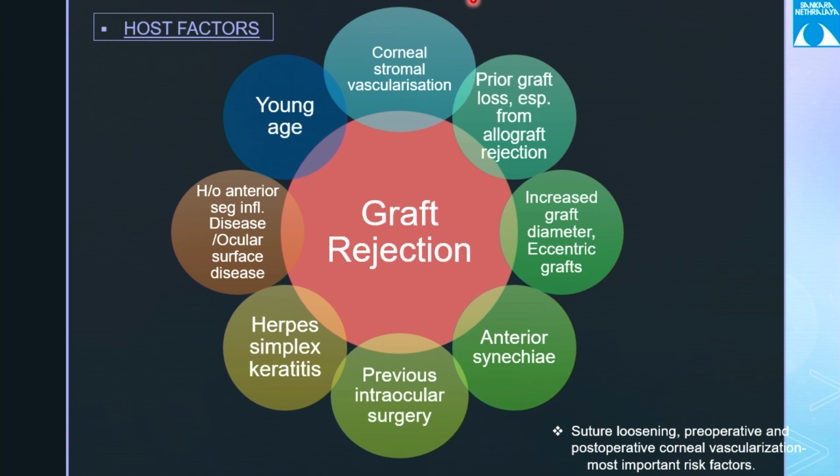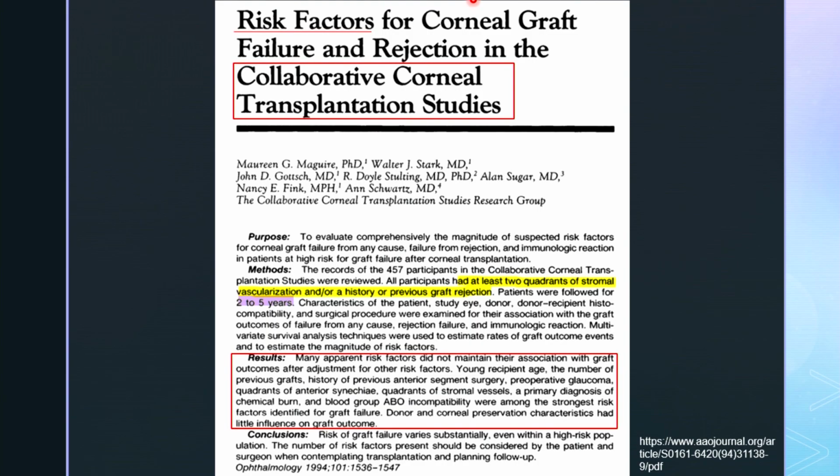So, it has been seen that suture loosening and so on. Coming to the Collaborative Corneal Transplant Study, which is the CCTS study, it was a multivariate analysis in which 457 participants were taken, and all the participants had at least 2 quadrants of stromal vascularization or a history of previous graft rejection.